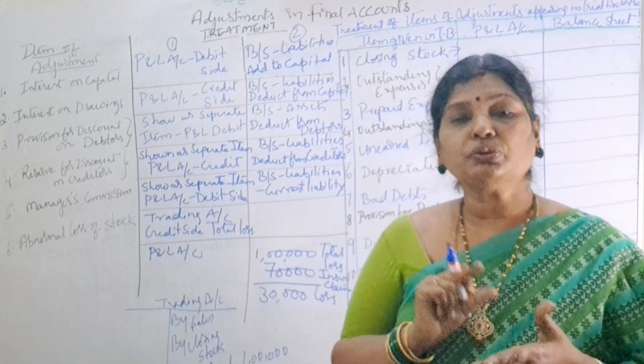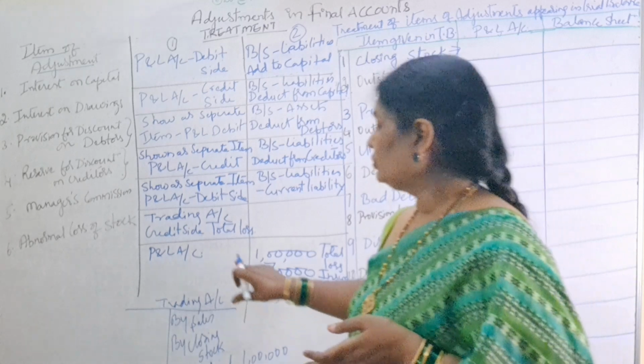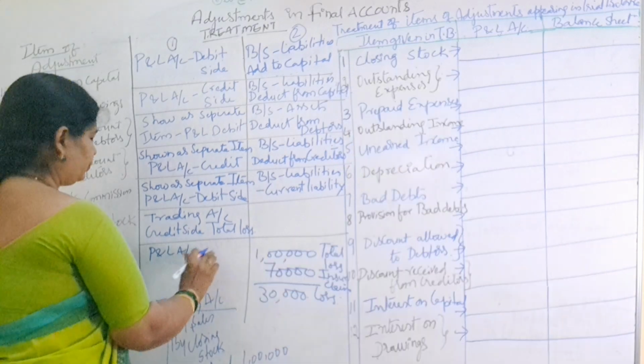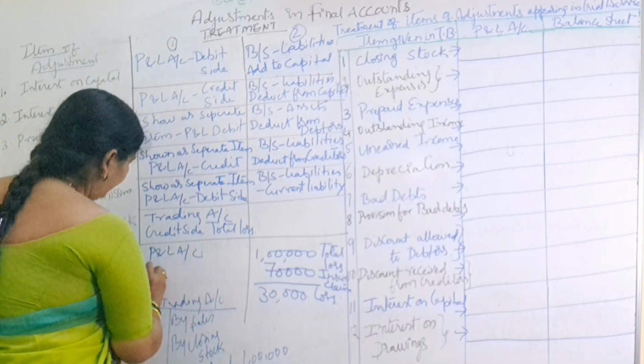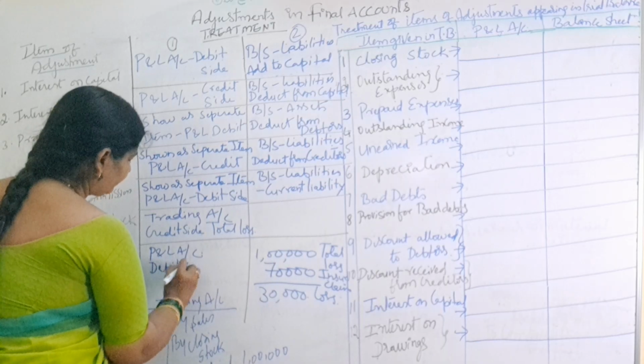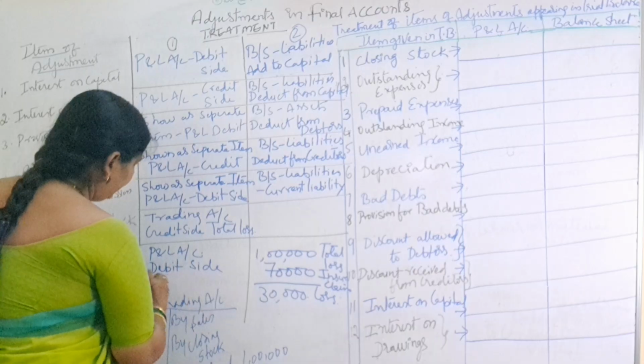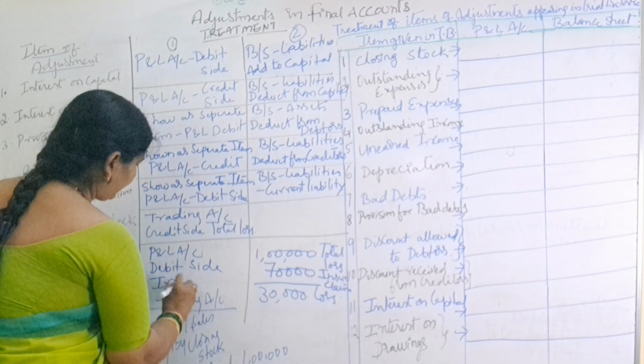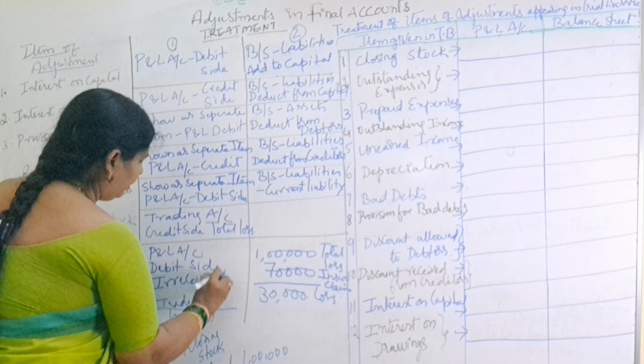So where do we have to show this 30,000? We have to show it under the profit and loss account. How will we show it? We'll go to the profit and loss account, and where will you show it? On the debit side. How will you write it? Irrecovered loss.